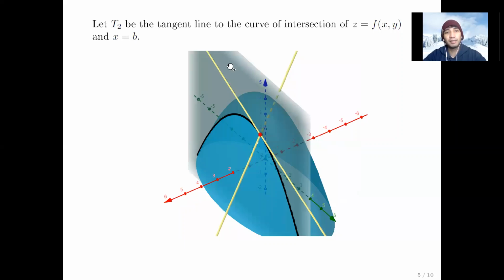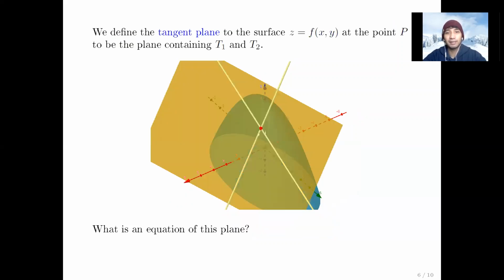Okay, and similarly, you can do the same thing. You can start by intersecting the surface by x equals a. And again, you will get a curve and you can get the tangent line at P. Okay, and then let's call that T sub 2. So meron tayong dalawang yellow lines which we can think of as something that's tangent to the surface S. Okay. Gusto natin yung tangent plane is the plane that contains both of those tangent lines.